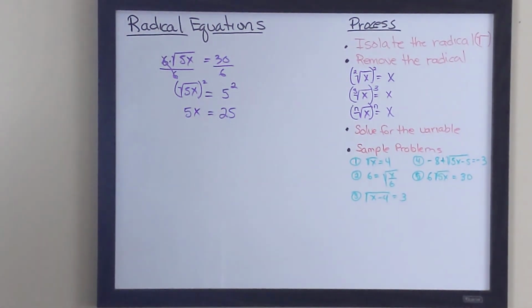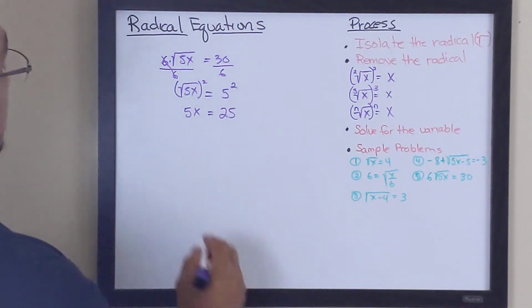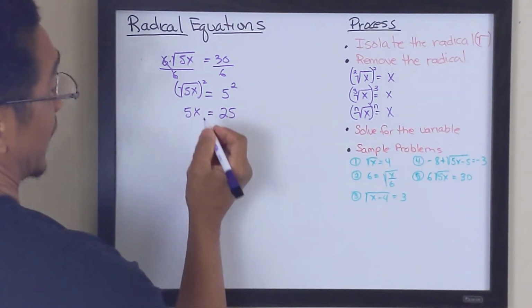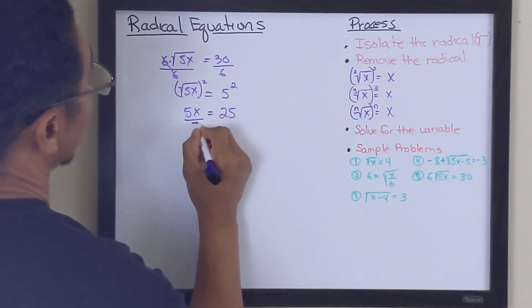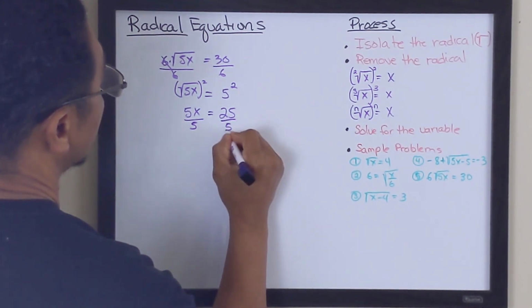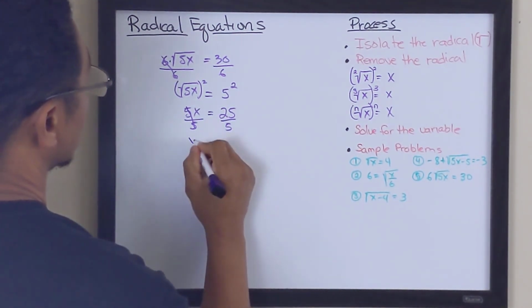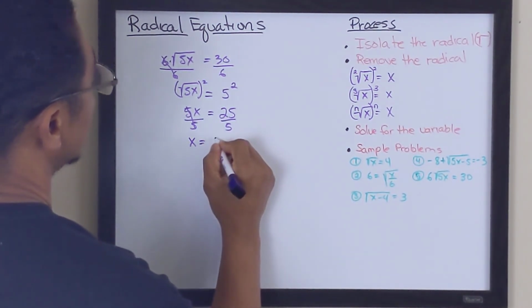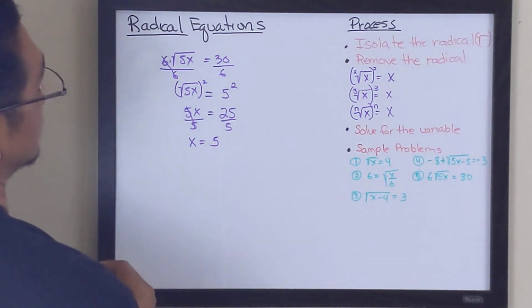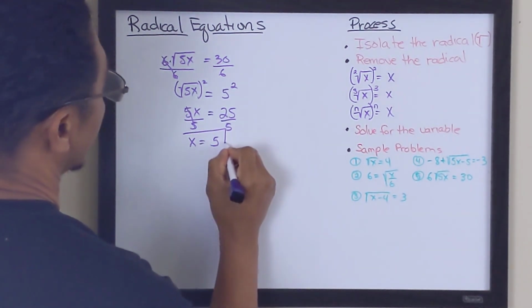Now that we have removed the radical, let's go ahead and solve for the variable that was under the radical. At this point, we're going to isolate this x. And to do that, we're just going to divide both sides by 5. That cancels, and we're left with x equals 5. So this is our answer here.